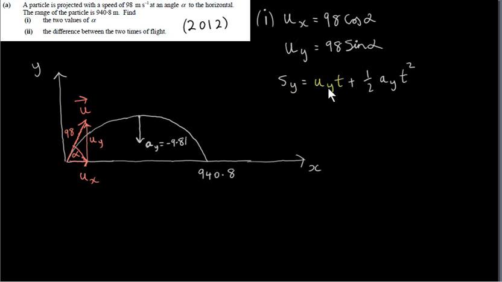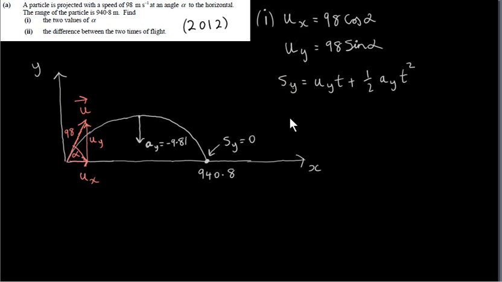The y position of the particle is given by the formula s equals ut plus a half at squared, but applied in the y direction. So this is a formula from linear motion with constant acceleration. The constant acceleration ay is minus 9.81 because we're taking upwards to be positive. Now, when the particle strikes the ground, we know that sy is 0. We could actually just call this y, if you like. It's just the letter s is normally used for position.